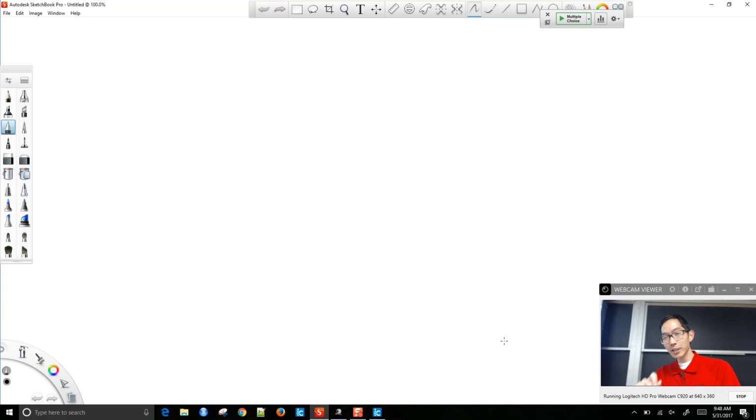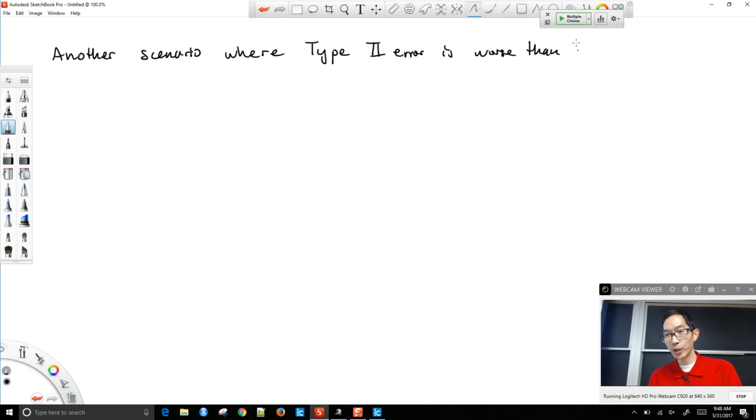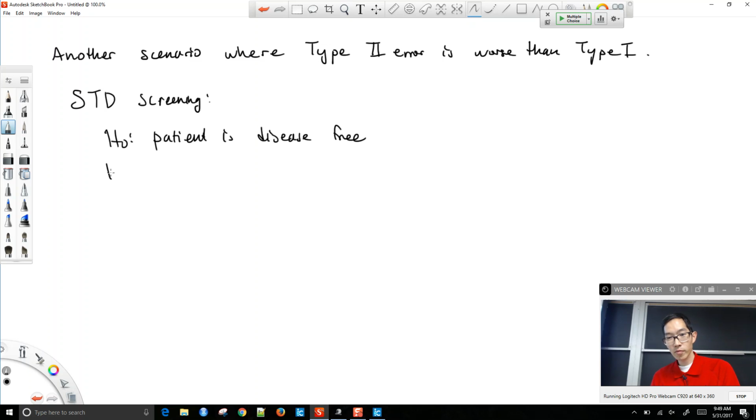Okay, yeah, so I just want to give a reverse scenario, another scenario where we'll say the type 2 error is worse than type 1. Sorry for the nature, but let's say such as an STD screening, okay? So generally, the doctors will assume that the patient is healthy or disease-free. And then the alternative is if something happens in the result, we'll say the patient carries some disease, okay? Ideally, everybody who's healthy is told, okay, you are healthy, and everybody who carries a disease will be flagged as testing positive, okay?